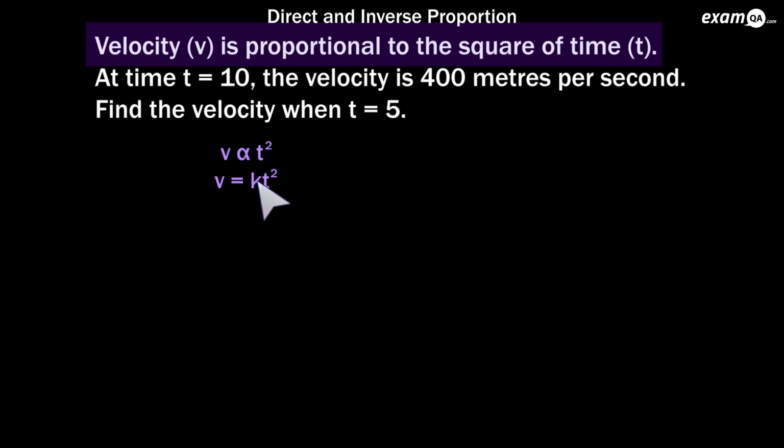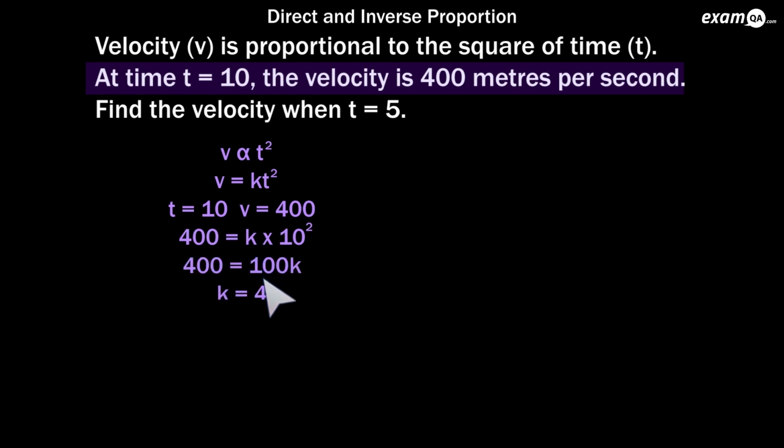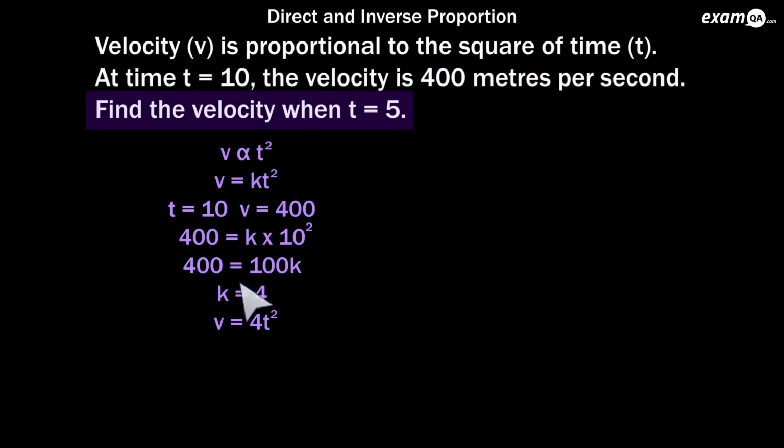Next step, we need to work out what k is. So we need to look for that set of values, and it'll be in your question somewhere. And remember, it said when t equals 10, v equals 400. So let's go ahead and throw that in. And we've worked out that k equals 4. So we'll now write the equation without k in there. And the last part of the question says, work out what v is when t equals 5. So put t in as 5, and you'll get v equals 100. And there you have it.